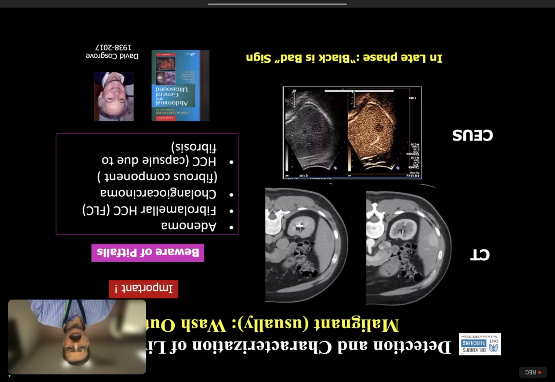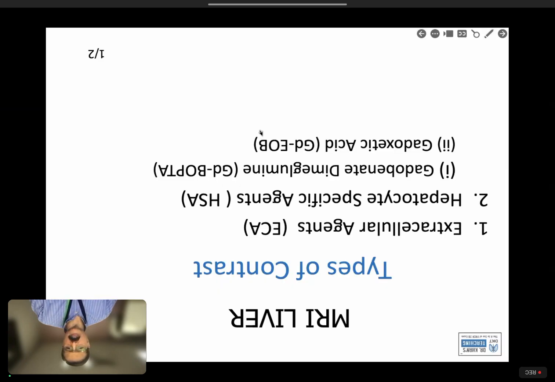So this sign can also be seen on contrast ultrasound, by the way. We call it black is bad sign. And please remember, in the real world, there are some pitfalls of these washouts, etc. And some of the tumors do not behave as I have told you. That's a disclaimer. Nothing in radiology is perfect. We should understand that. But adenomas, fibrolamellar HCC, cholangio HCC capsule, etc. There are pitfalls, but I'm not going into the details of this.